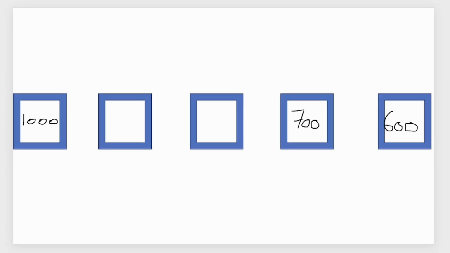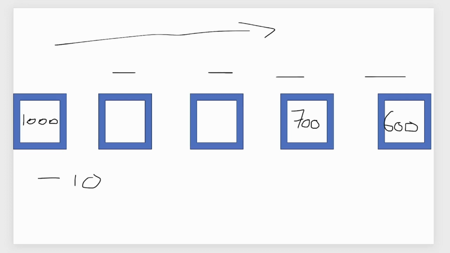Now this one is a little bit different because our first number is 1,000, and we have two blanks here, and then 700 and 600. But with this pattern, our starting number is 1,000, so we can see that our pattern is actually going down the other way because 700 and 600 are lower than 1,000. So in this case, we're going to be minusing 100 each time.